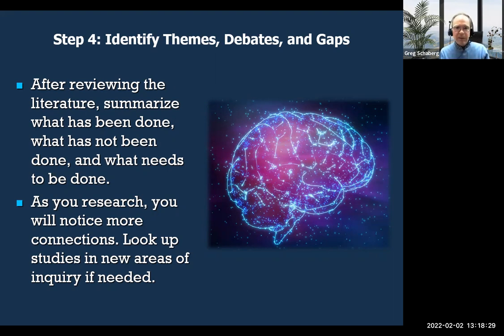When you're looking at the reference page of the articles that you read, you will see that they've referred to other articles. Don't be afraid to use that reference page to branch out and to read what others have done. It might give you welcome insight.